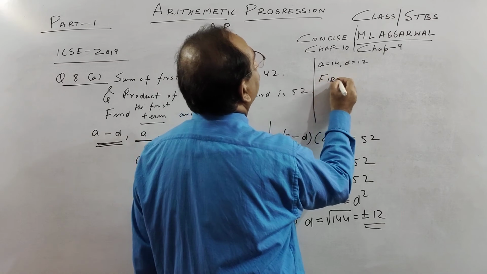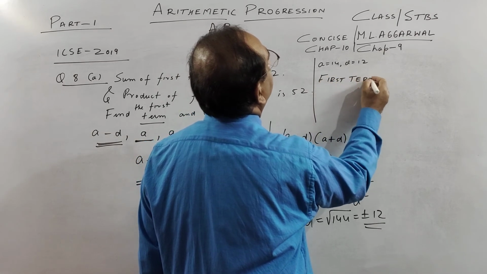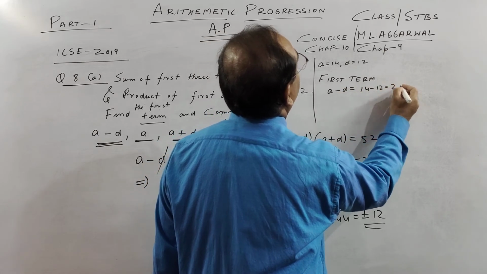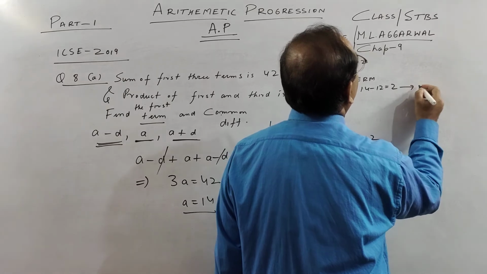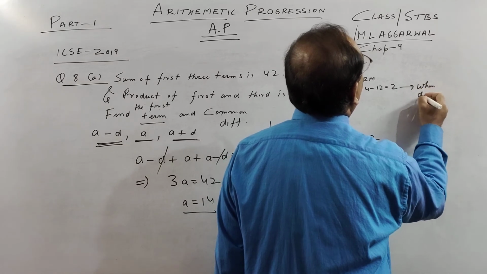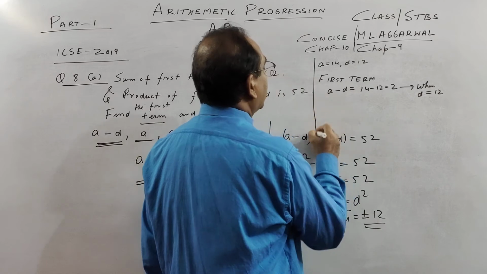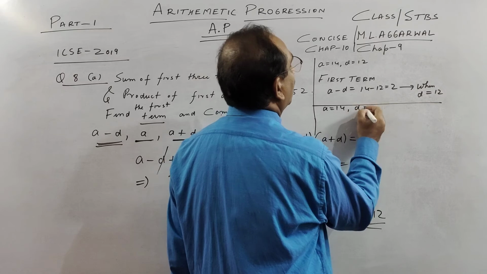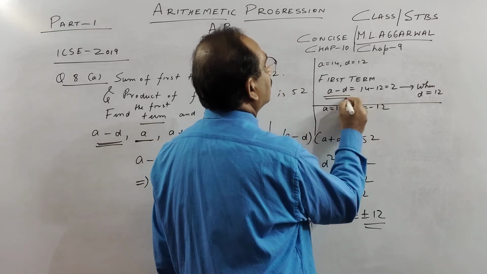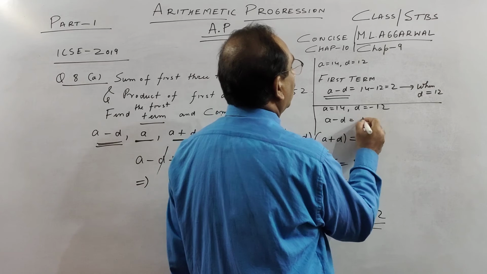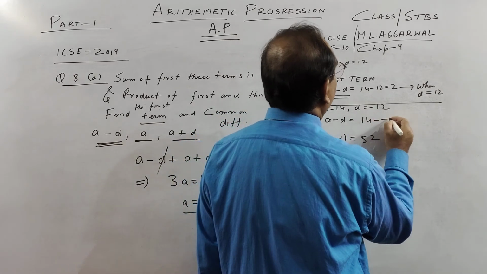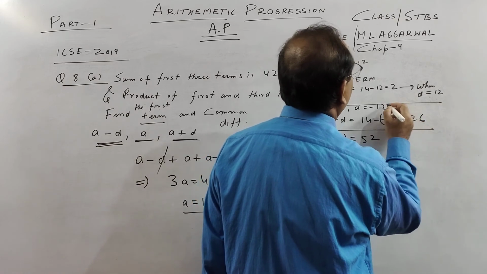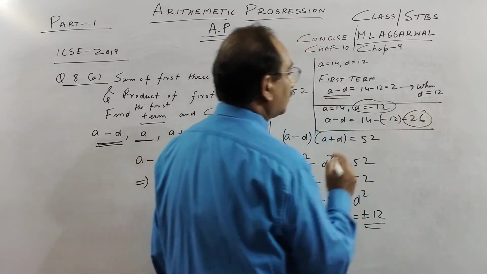So first term is a minus d. This is 14 minus 12 is 2. Okay, so first term is 2 when d is 12. Now see, second situation, children. A is 14 but d is minus 12. So what is the first term, children? A minus d. So a minus d, minus 12, we get 26. So when d is minus 12, first term is 26.